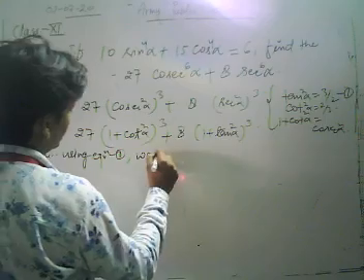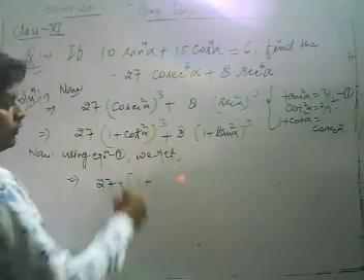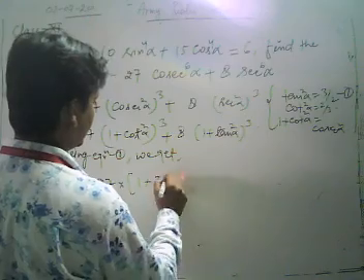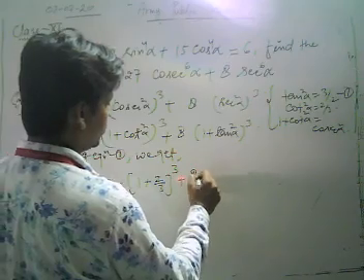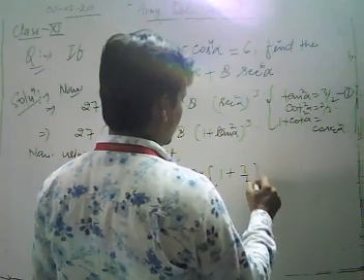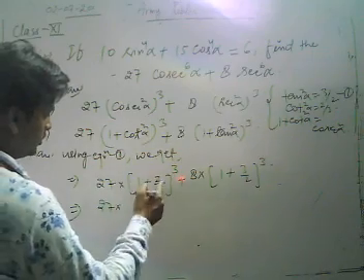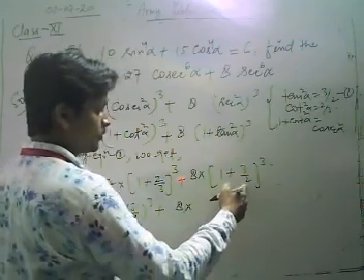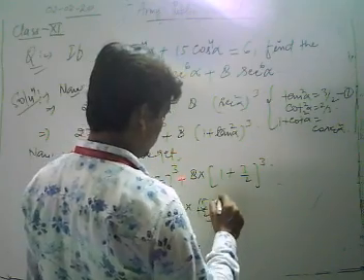Now putting all the values, using equation 1, we get 27 into 1 plus the value of cot square alpha, which is 2 by 3, whole cube, plus 8 into 1 plus tan square alpha. The value of tan square alpha is 3 by 2, whole cube. Now 27 into 5 by 3 whole cube plus 8 into 5 by 2 whole cube.